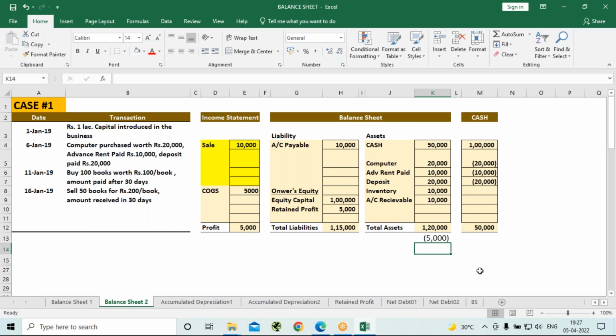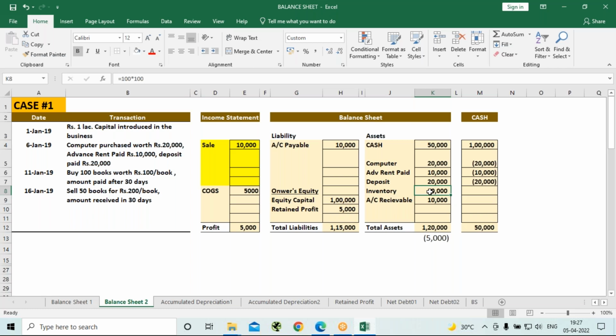Is it under cash? For 5,000, do we have any entry related to cash? No, right? Okay. I'll not take much time. Say you have purchased 10,000 worth of goods, right? So this is a purchase, but you also sold it, right?